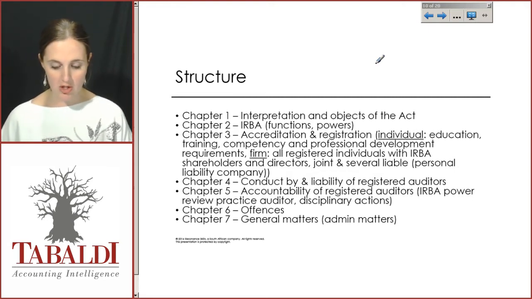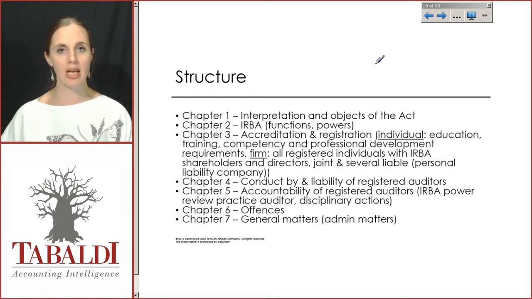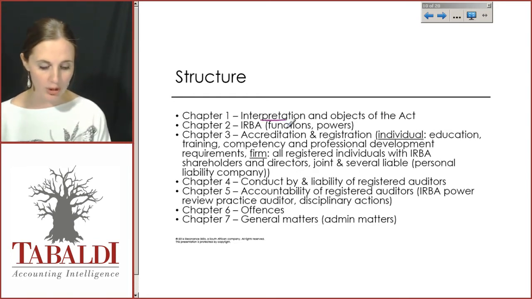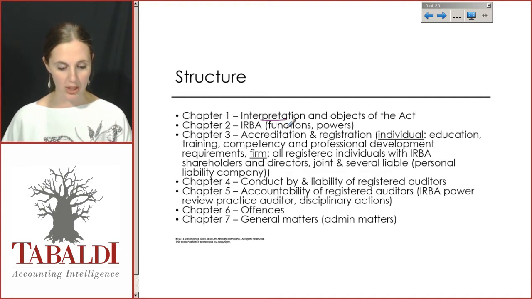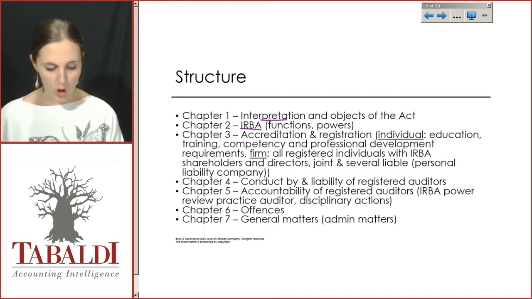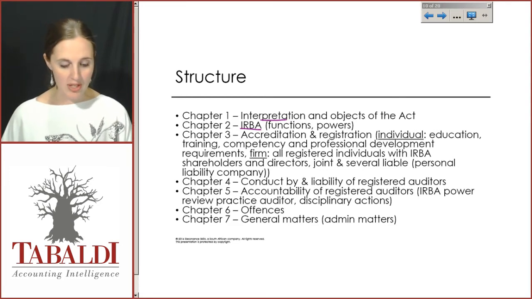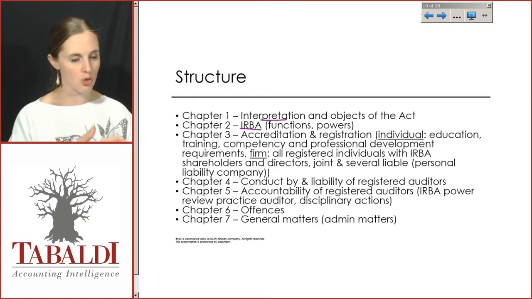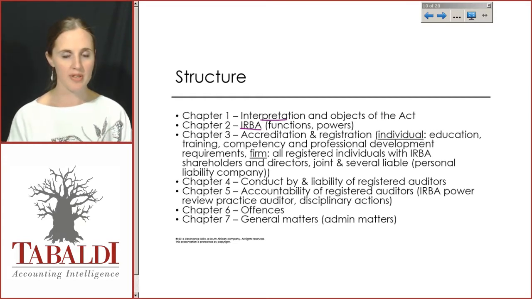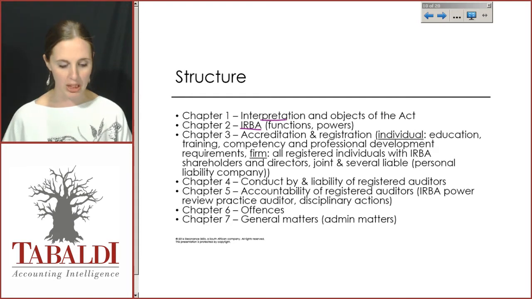So your interpretations and objects of the Act, Chapter 1, is to lay out the structure, the groundwork, and all the definitions to say if we're talking about this within this context, this is the definition we understand. URBA is given its functions and powers in Chapter 2. So in terms of the Auditing Profession Act, it states we give the power to enact all of these, to implement all of these, to run all of the stuff. We give the power to the professional body, the Independent Regulatory Board for Auditors.